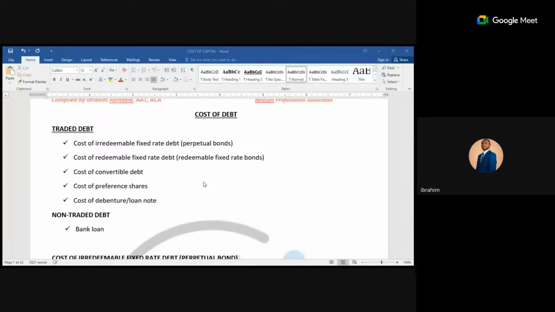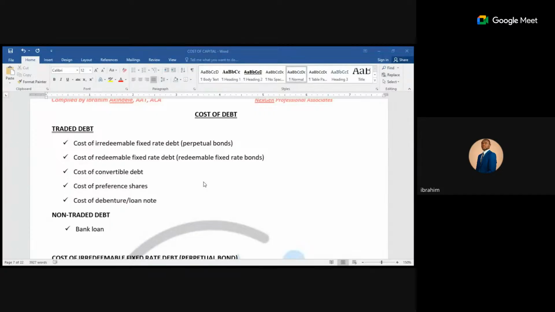Now, debt is divided into two: traded debts and non-traded debts.